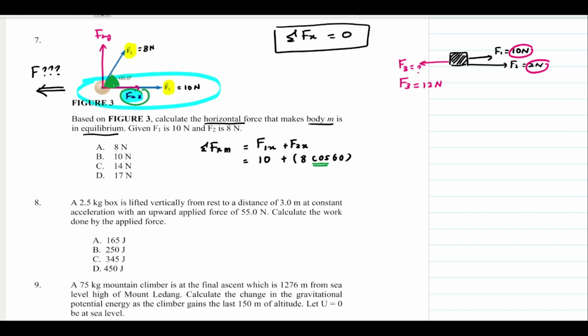Okay? Boleh. Okay, so sekarang kita kira sajalah. So the answer should be equal to 14 Newton. Okay, pastikan kalkulator awak nak tekan cos 60 ni, pastikan dalam mode degree, bukan radian mode. Okay, so the answer is equal to 14.